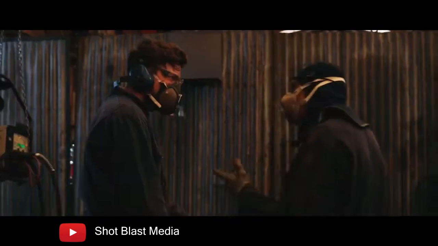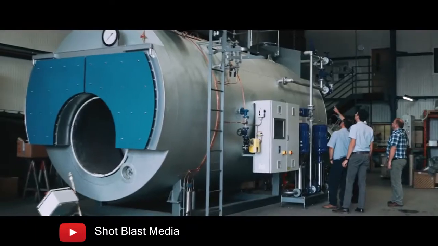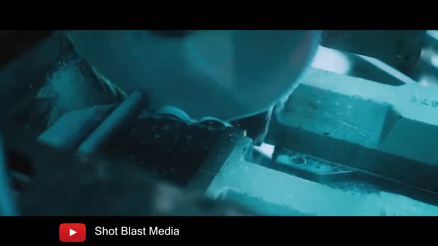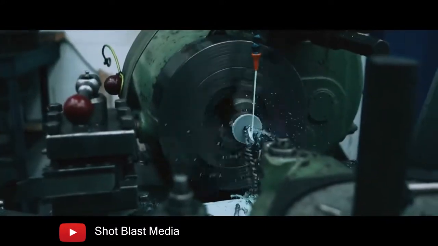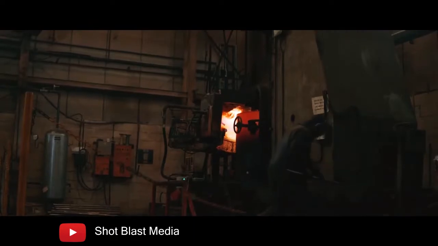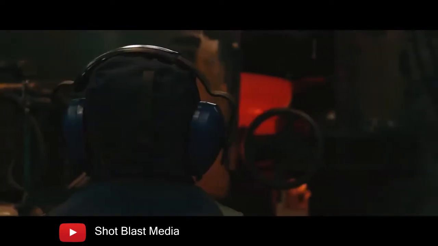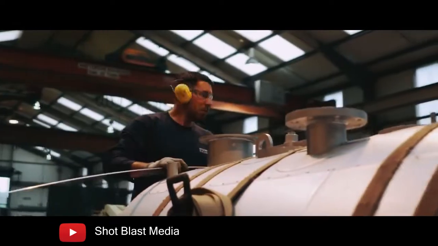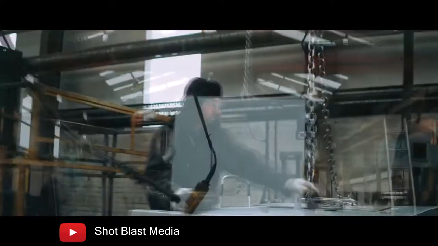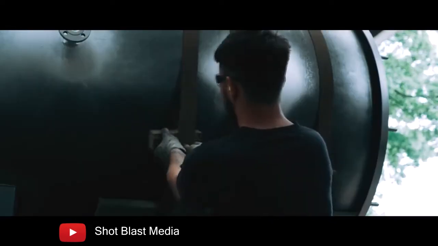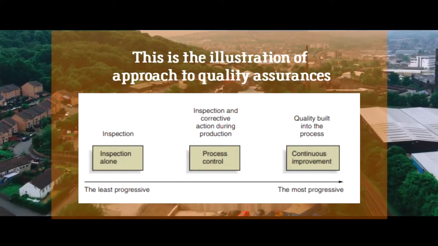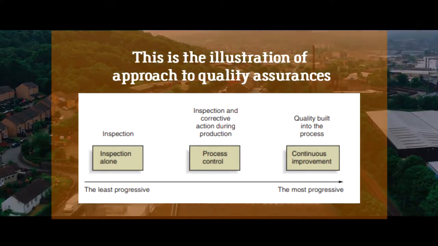The best companies emphasize designing quality into the process, thereby greatly reducing the need for inspection or control efforts. As you might expect, different business organizations are in different stages of this evolutionary process. Some rely heavily on inspection. However, inspection alone is generally not sufficient to achieve a reasonable level of quality. Many occupy a middle ground that involves some inspection and a great deal of process control. This is an illustration of approaches to quality assurance from the least progressive into the most progressive.